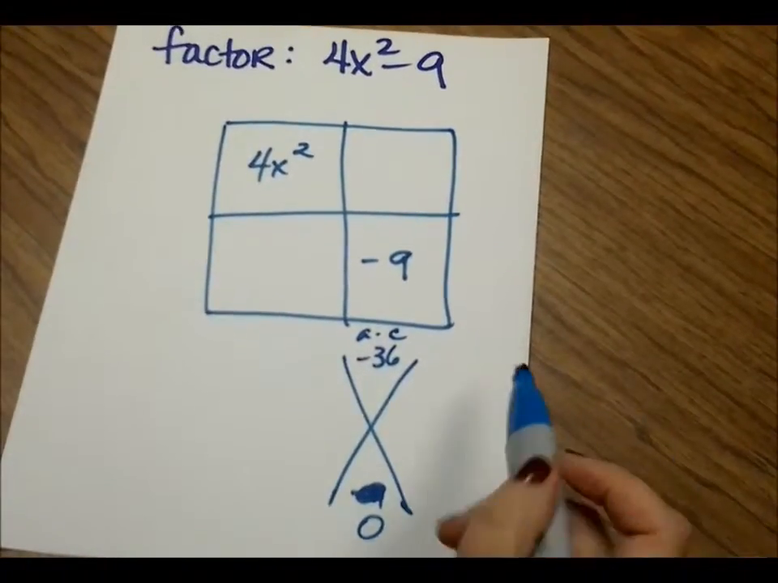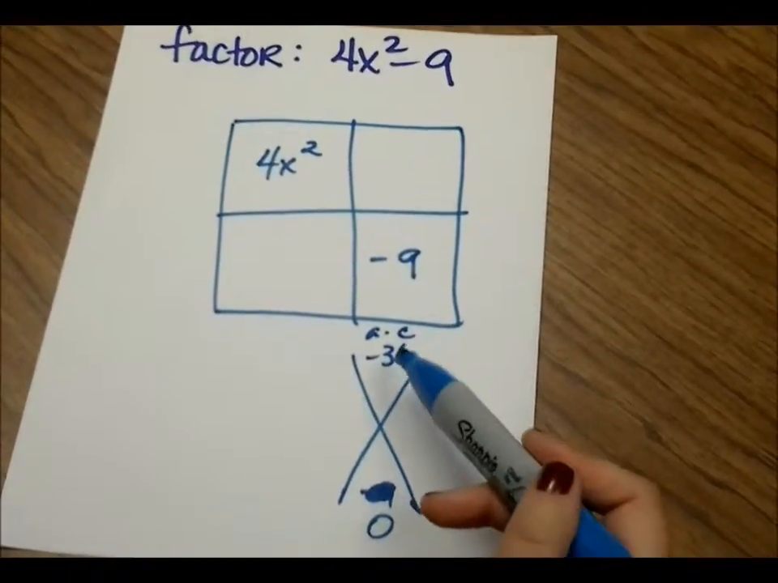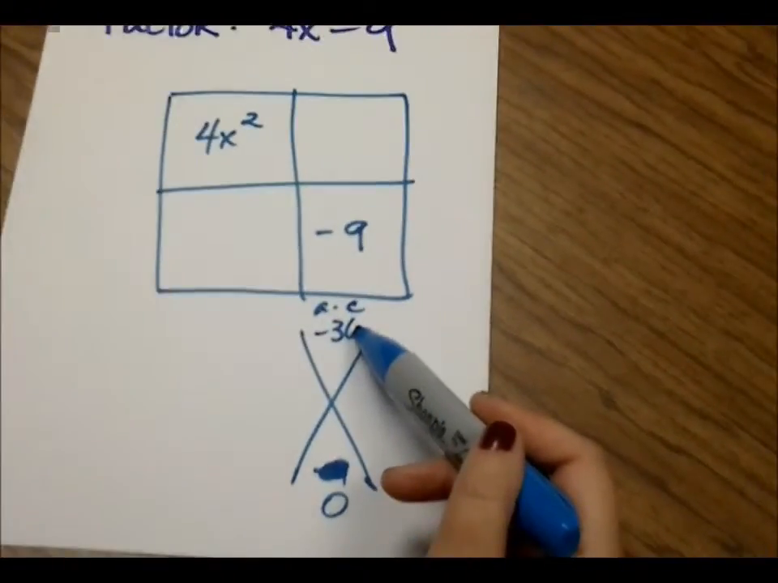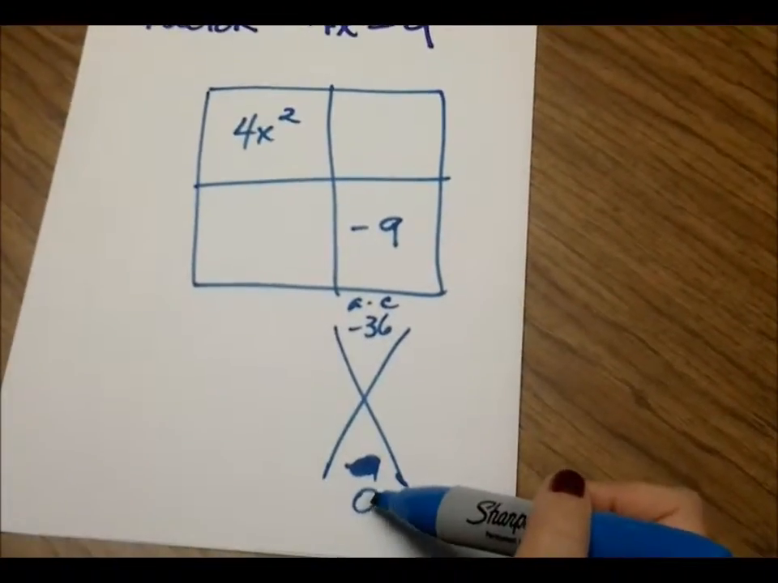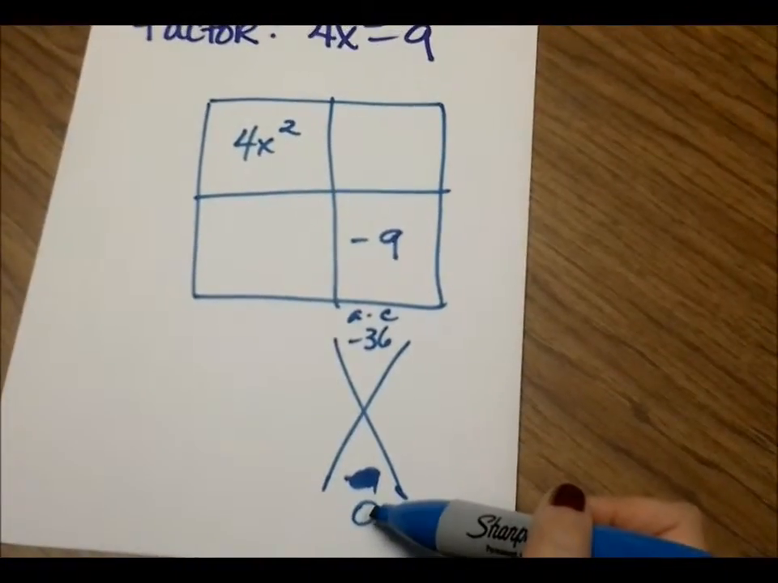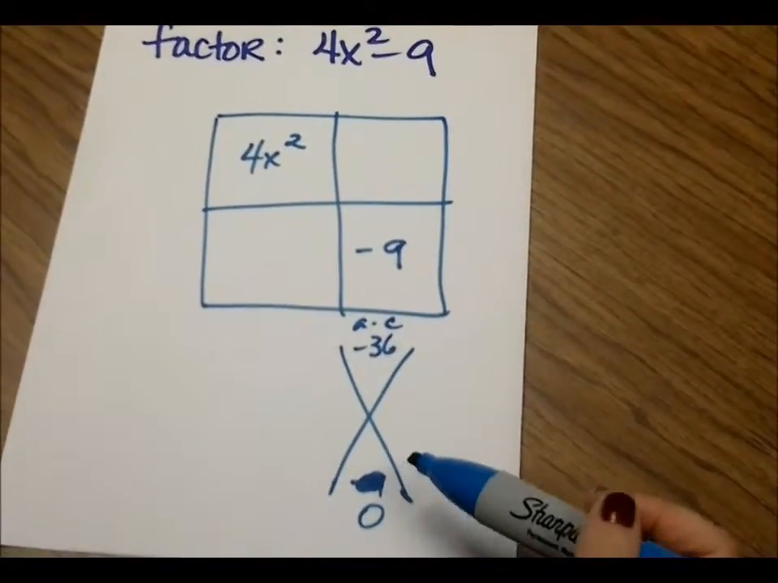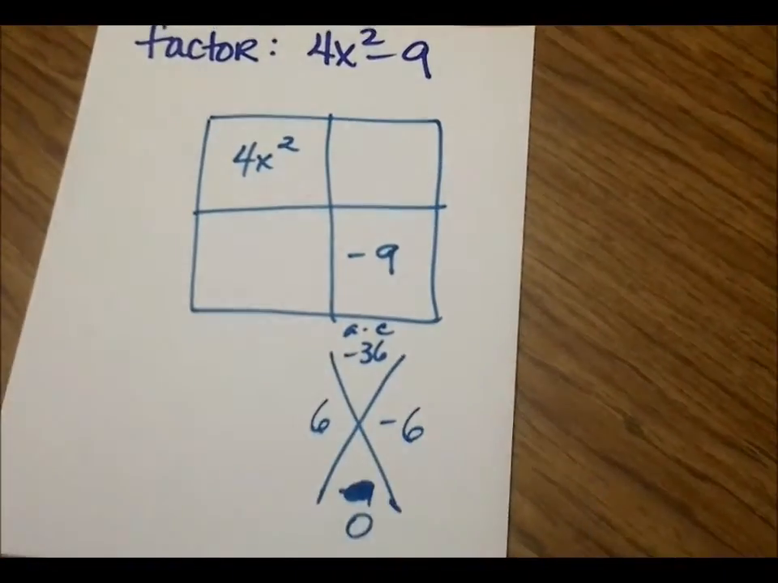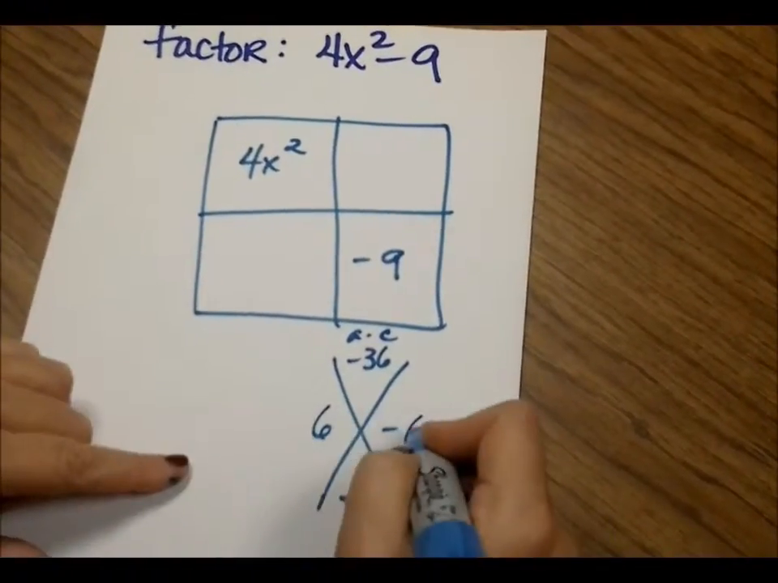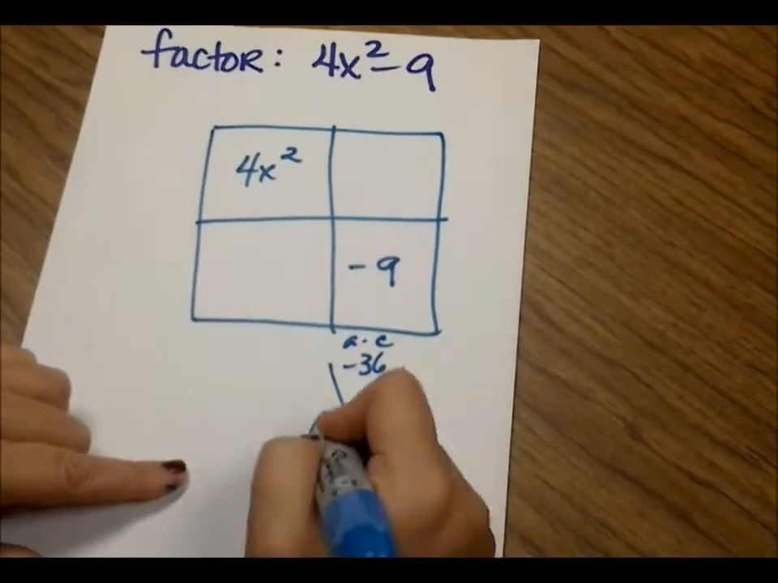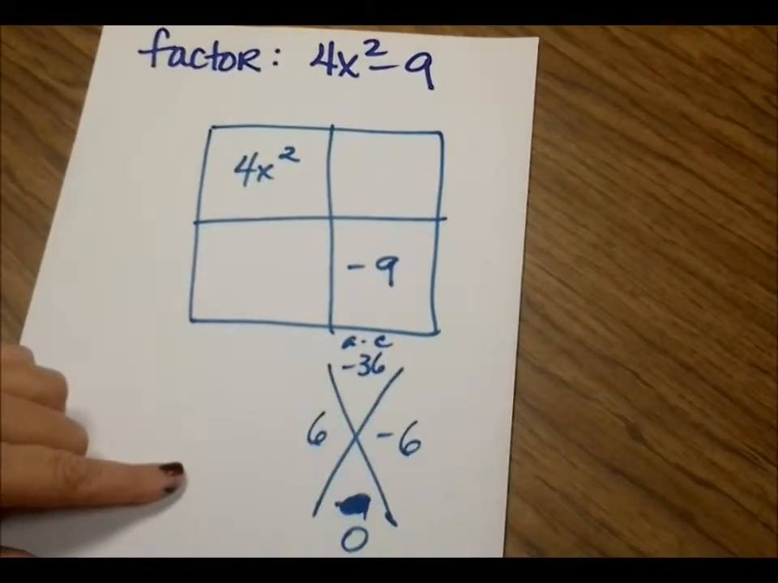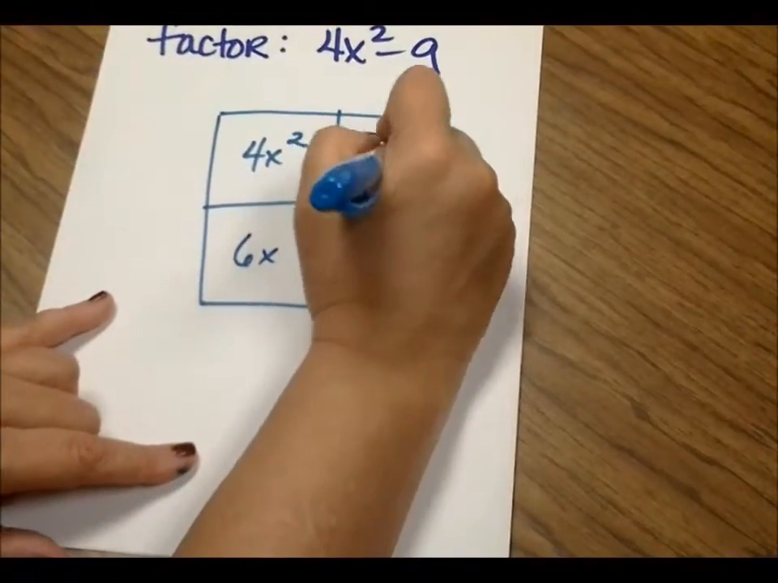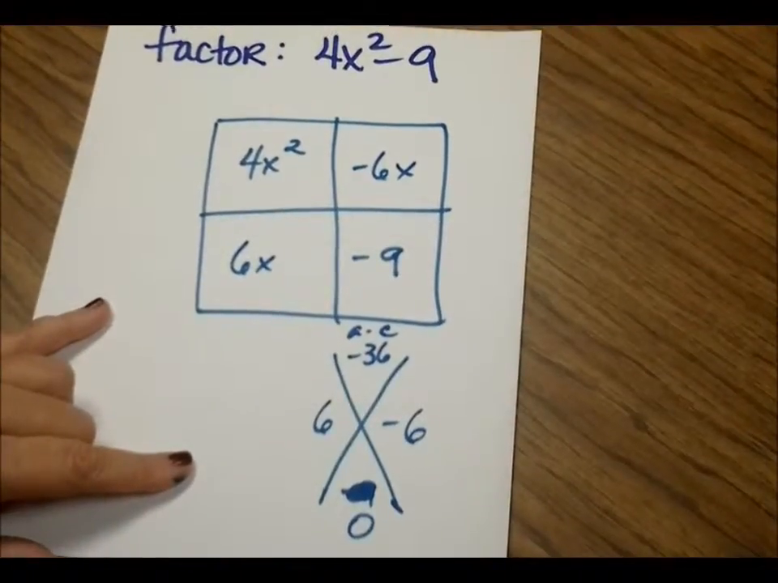So I want to know what two numbers multiply to give me a negative 36 and add to give me 0. And 6 times 6 is 36. And to get a 0, one of them needs to be a negative. So 6 minus 6 is 0. 6 times negative 6 is negative 36. So I'm going to get 6x, and I'm going to get negative 6x.